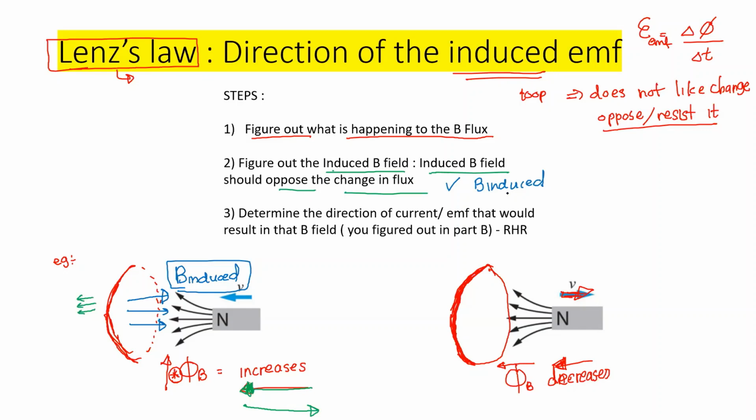Then what you are going to do is, you are going to take your right hand and figure out what kind of current will create this induced magnetic field. So can you put your right hand rule and tell me which way should the current flow to create this?